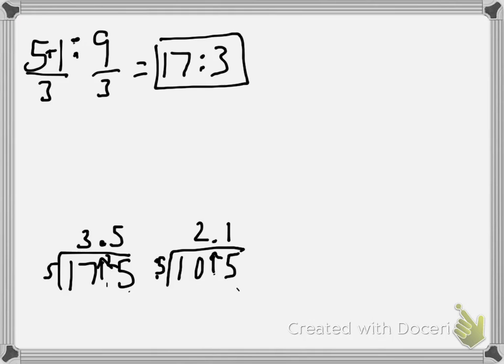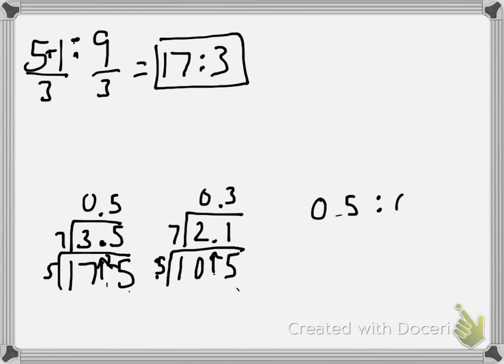Now if we look at these, we can see they are both divisible by 7, so we can divide them by 7. Decimal point goes up. 7 goes into 35 5 times, and 7 into 21 3 times. So our ratio is going to be 5 to 3.